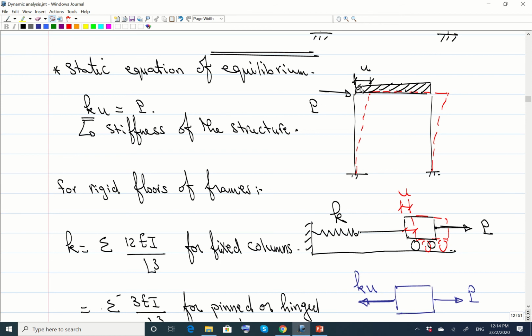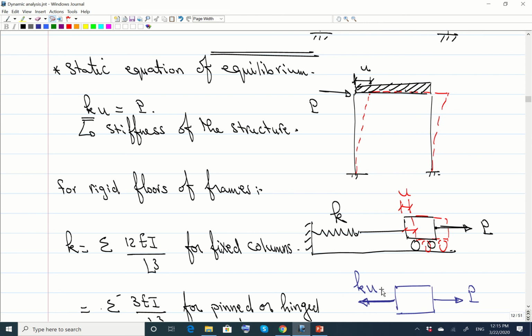When you apply P, it's going to move a distance U. How much is that distance U? There is a resistance that comes from the columns, K. So it is as if you have a mass over here connected with a spring that has stiffness K. You apply force P, so it's going to move a distance U, and P equals KU. When you apply P, there will be a force that comes from the spring in the opposite direction that is equal to KU.